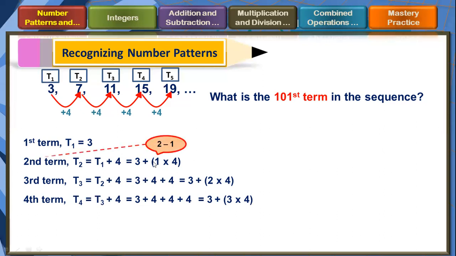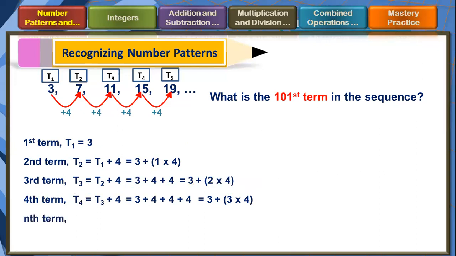Look at that. To get this number, we have to use the term number, which is 2, then we just subtract 1. So 2 minus 1 is 1. The next one, we have 3, and 3 minus 1 is 2. The next one, it's 4, and 4 minus 1 is 3.